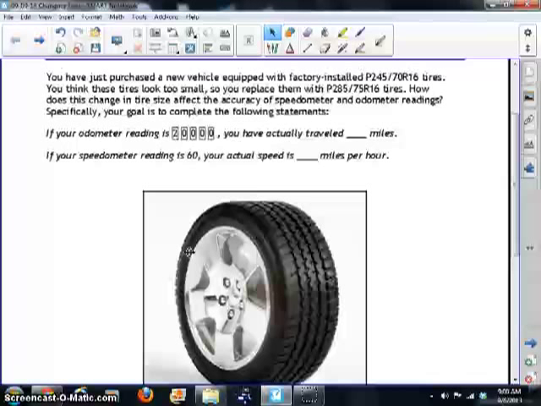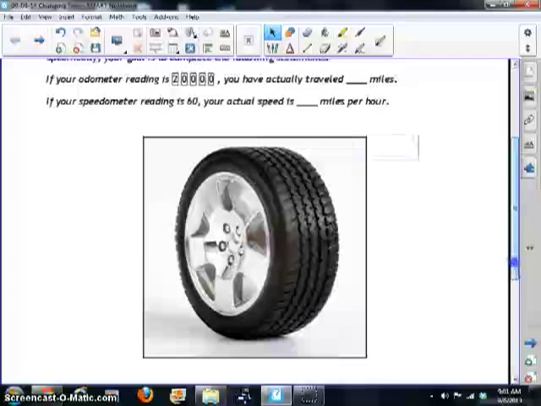We're going to be answering this question today, in the classroom, but we're going to be looking at this right here. You have just purchased a new vehicle equipped with factory installed tires, which are our P245 70 R16s, and we're going to go ahead and talk about what that number means. That's a special serial number that your tires come with. If you have a car, or look at your parents' car, this is the actual number on it. So we're going to be taking a look at this tire right here, that lovely tire.